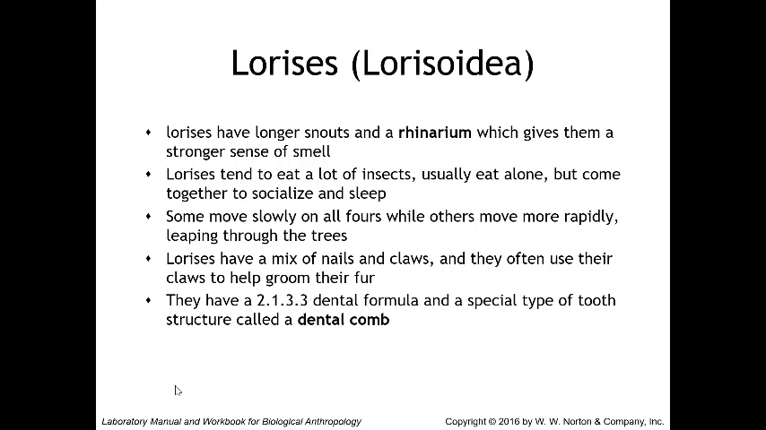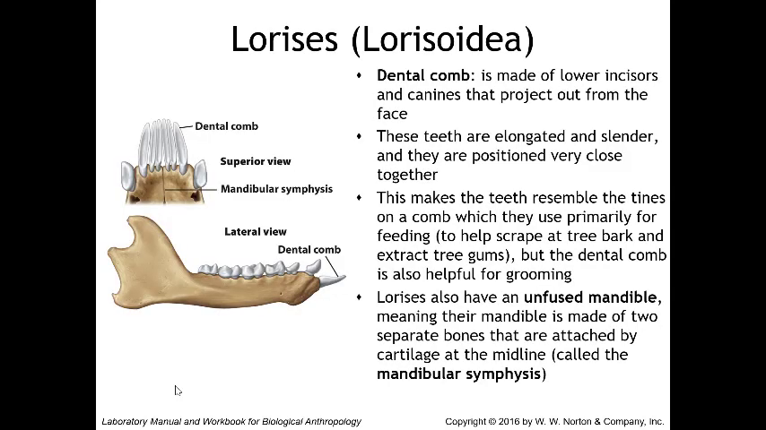Lorises have a 2-1-3-3 dental formula and a special type of tooth structure called the dental comb, which you can see here. The dental comb is made of lower incisors and canines that project outwards from the face. These are elongated and slender, and they're positioned very, very closely together, and it makes them resemble the tines of a comb, which they use primarily for feeding, right? They'll either scrape out tree bark to extract tree gums or insects. The dental comb is also very useful for grooming.